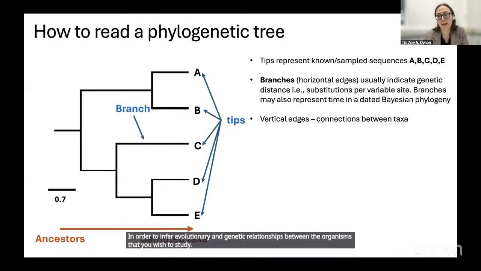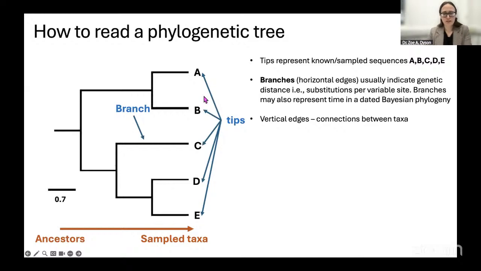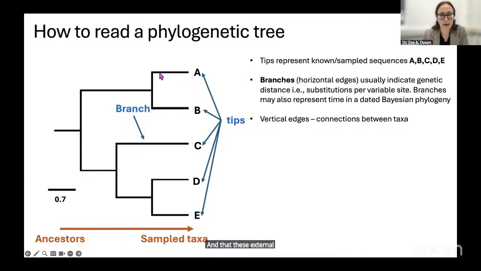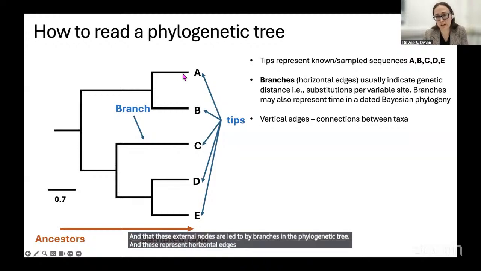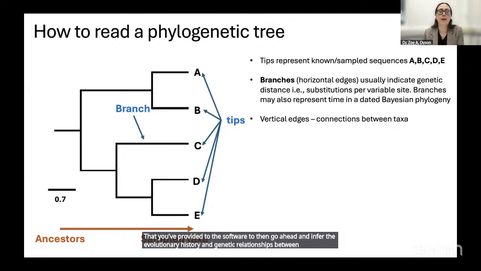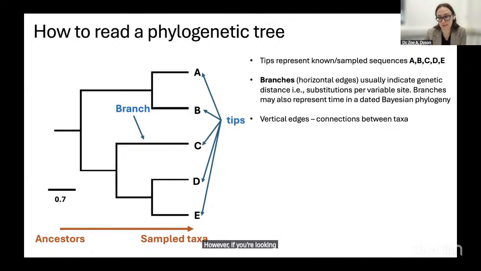And when we look at these graphs, we know that A, B, C, D, and E are the sampled taxa or the sequences we've provided, and that these external nodes are led to by branches in the phylogenetic tree. These represent horizontal edges that usually indicate genetic distances. For example, in a maximum likelihood phylogenetic tree, these might represent substitutions per variable site in the alignment that you've provided to the software to infer the evolutionary history and genetic relationships between these particular samples. However, if you're looking at a dated Bayesian inferred phylogenetic tree, your branch lengths might also represent time.